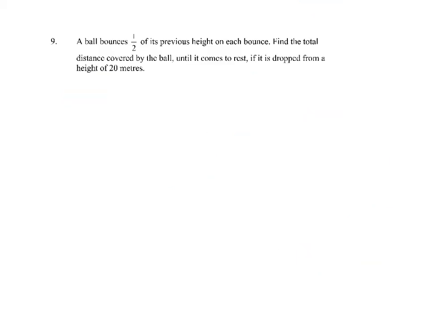Last question. A ball bounces a half of its previous height on each bounce. Find the total distance covered by the ball until it comes to rest if it is dropped from a height of 20 meters. So let's just imagine what's happening. It starts off with a height of 20 meters. There's someone standing on a ledge, dropping a ball.